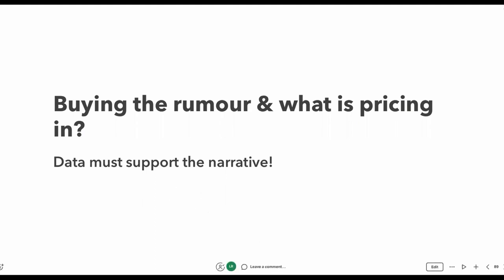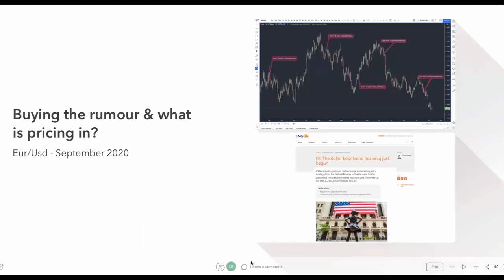Anyways, buying the rumor, and what is priced in? Ultimately, fundamentals is all about buying the rumor. This is what we do. We buy the fundamental rumor. Because you've heard buy the rumor, sell the fact. Buy the rumor, sell the fact is basically the rumor starts early. There's a rumor that a central bank is looking to hike rates at some point.